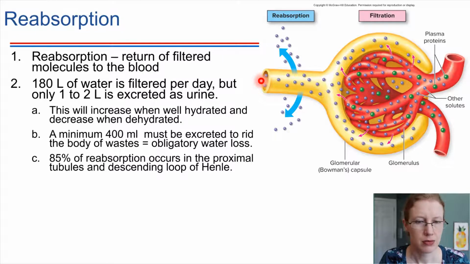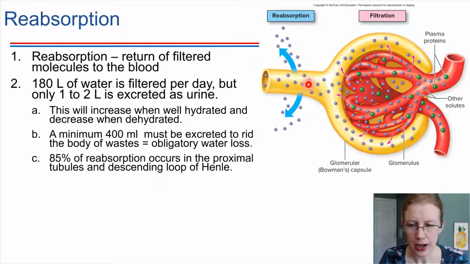Ordinarily, about 85% of the reabsorption of water happens right here in the proximal tubule. There's going to be a little bit more water absorption later on, we'll get to that, but most of the water reabsorption takes place right here early on in the nephron.